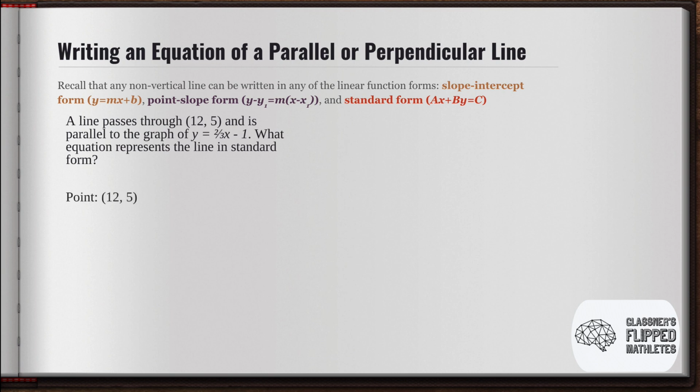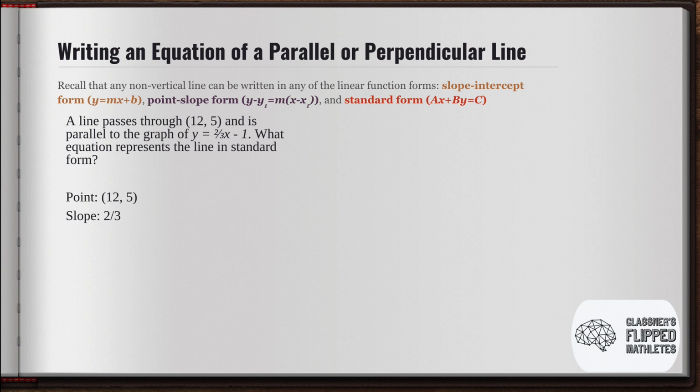We know that our new line is going through the point (12, 5), and we know that it has a slope of 2/3. And we know that because the given line is in the form y equals 2/3 x minus 1, so that's slope-intercept form, and 2/3 is the slope. And we know parallel lines have the same slope. So if this line has a slope of 2/3, then our new line has a slope of 2/3. So we know a point and we know the slope.